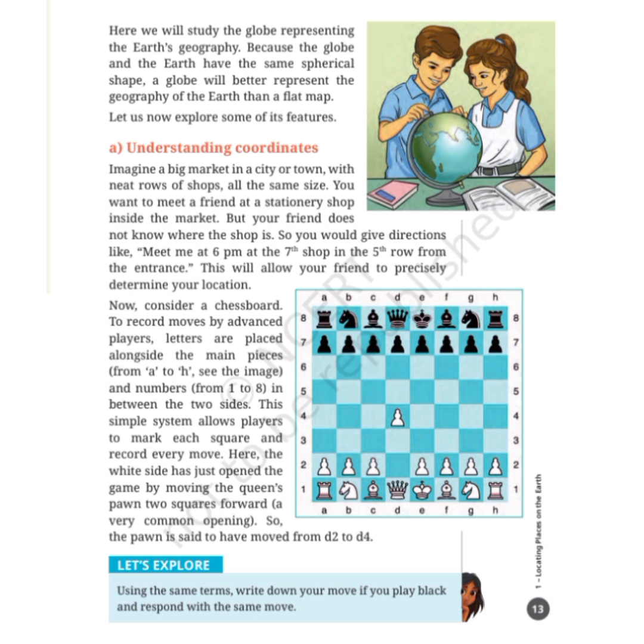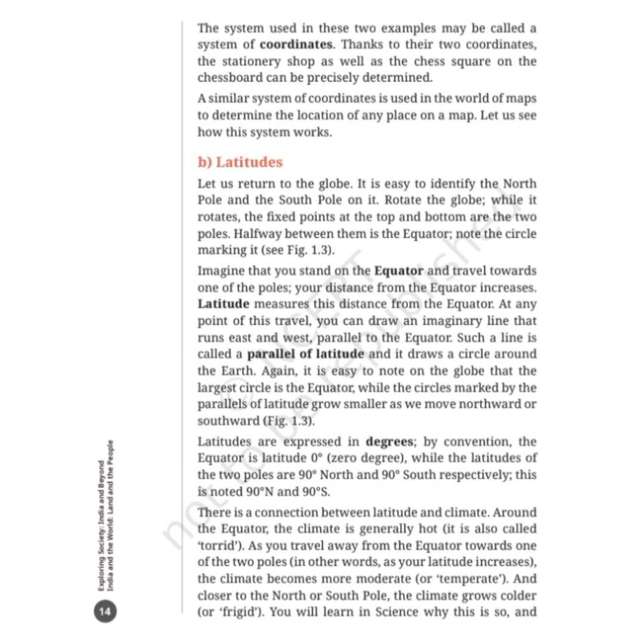Let's explore. Using the same terms, write down your move if you play black and respond with the same move. Answer. If black responds with the same move, the move is D7 to D5. The system used in these two examples may be called a system of coordinates. Thanks to their 2 coordinates, the stationery shop as well as the chess square on the chessboard can be precisely determined. A similar system of coordinates is used in the world of maps to determine the location of any place on a map. Let us see how this system works.